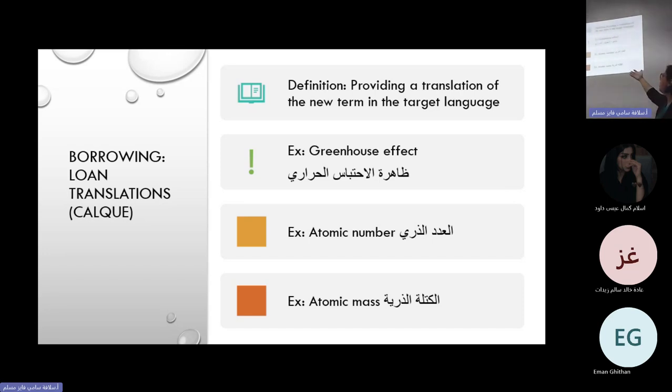For example, atomic number, which is said in Arabic. Okay. Atomic mass. These are translations. True, they are direct translations for the last two, but they are translations. The word mass and the word atomic are used in Arabic. Okay. We didn't say mass atomic-ik, which is total borrowing. No, we have it in Arabic, which is atomic mass.